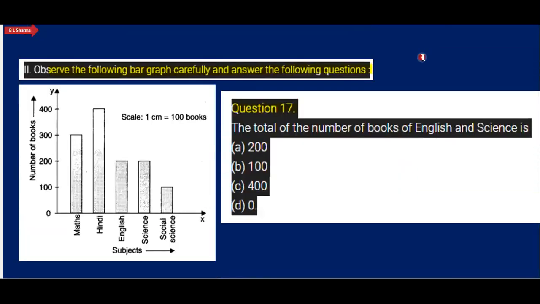Next question or the last question is question number 17. The total number of books of English and science. Here, this is English, total number of books 200, and that is science, the total number of books also 200. So what is their sum? 200 plus 200, that is 400. So total number of books of English and science will be 400, and C is the correct option.